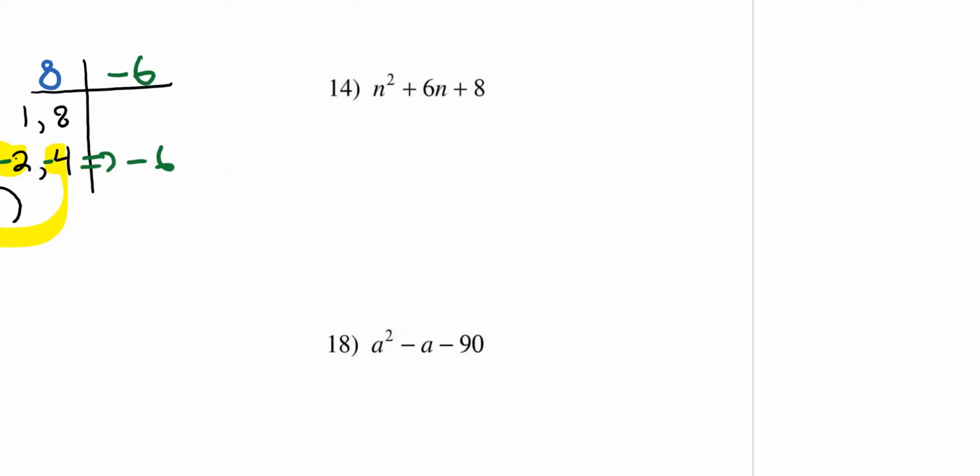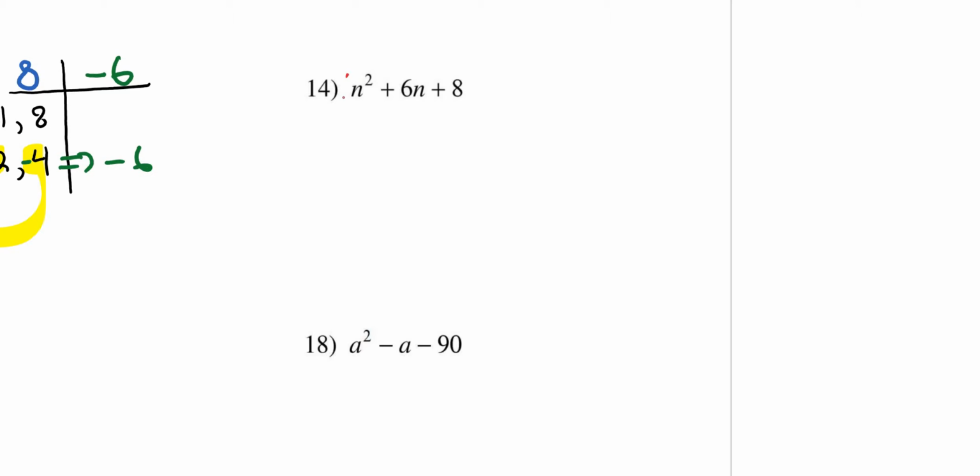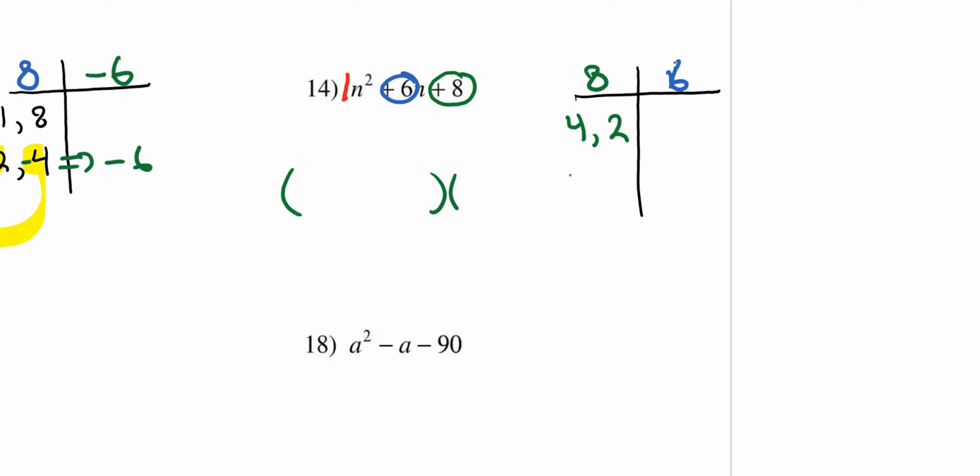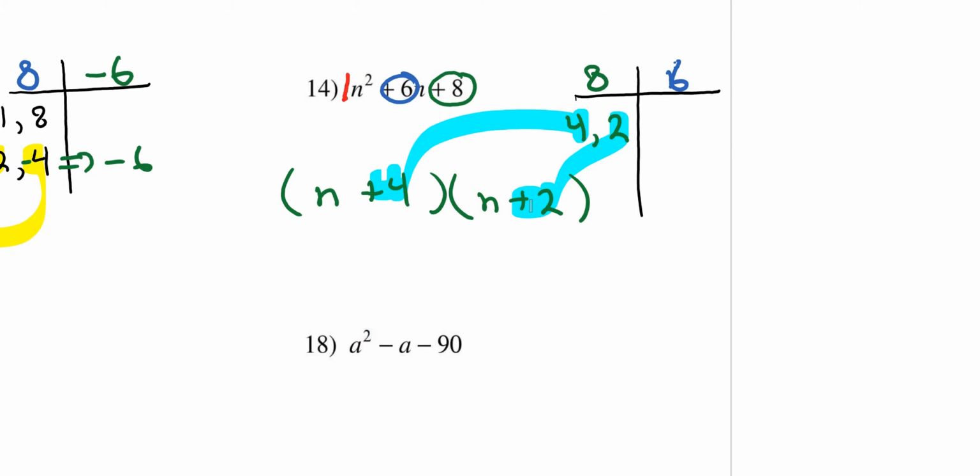Okay, let's move on to question number 14. Once again, there's a leading coefficient of 1 there, and I need a t-table here. So here's a plus 8, and the middle number here is plus 6. Two numbers that multiply to 8 and add to 6 are 4 and 2. And then we can separate brackets, and now we can simply insert the numbers there, n plus 4 and n plus 2. So that 4 is right there, and that 2 is right there.